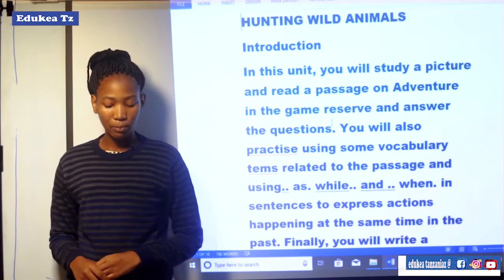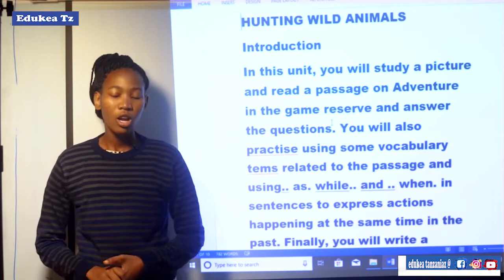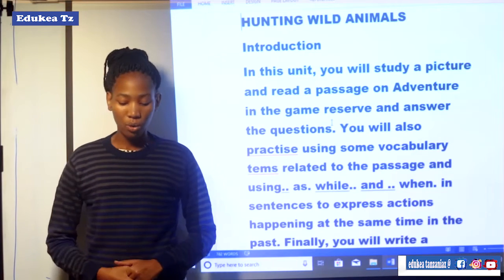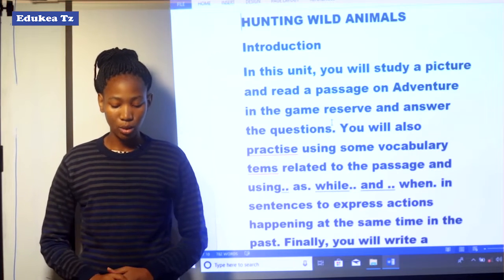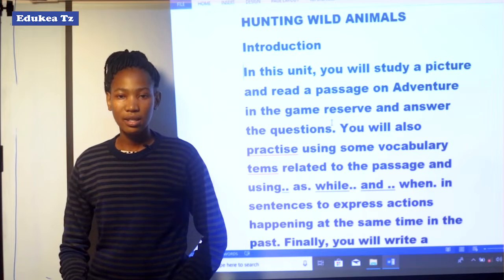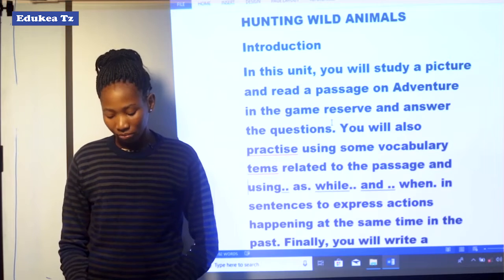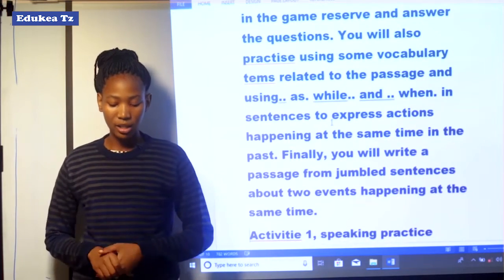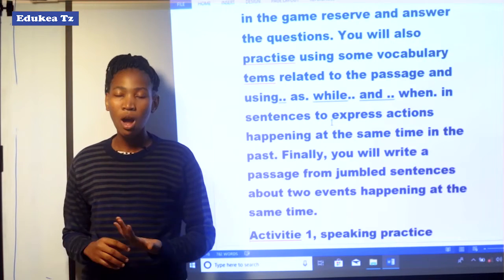After that, you will practice using some vocabulary terms related to the passage, and using 'as', 'while', and 'when' in sentences to express actions happening at the same time in the past. Finally, in this topic, you will write a passage from jumbled sentences about two events happening at the same time.